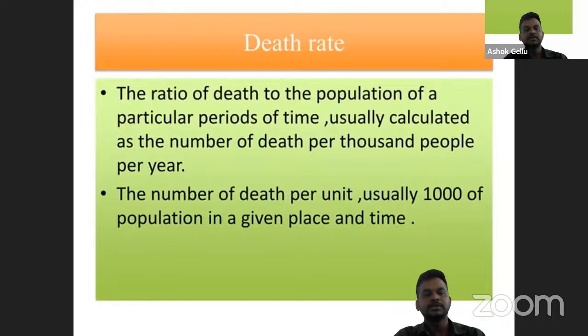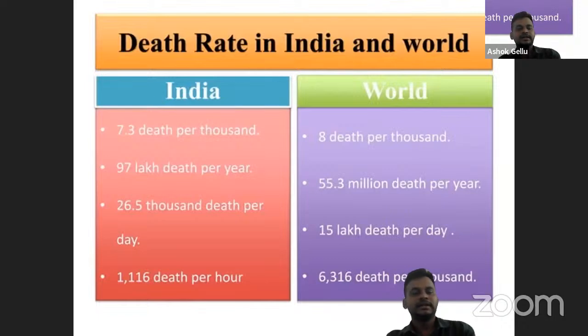Death rate: the ratio of deaths to the population in a particular period of time, usually calculated as the number of deaths per thousand people per year. The number of deaths per unit, usually thousand of population, in a given place and time. Death rate in India and the world: in India, 7.3 deaths per thousand; in the world, 8 deaths per thousand.